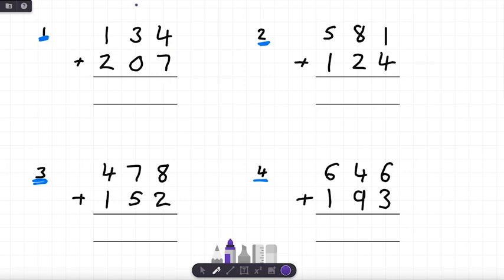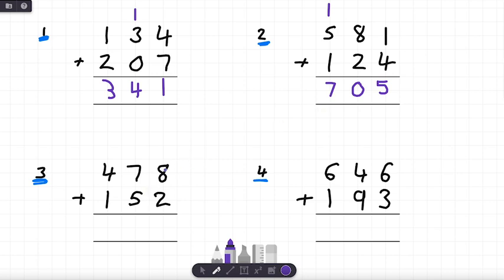So we've got 4 plus 7 is going to be 11 with the carry. 1 plus 3 plus 0 is 4. And the 1 plus 2 is 3. 341. On to number 2. We have 1 plus 4 is 5. 8 plus 2 is going to give us a carry, because that's going to give us 10 tens, which is 100. And no more tens left, so there's a 0 here. 1 plus 5 plus 1 hundred gives us 7 hundreds, and the answer is 705.